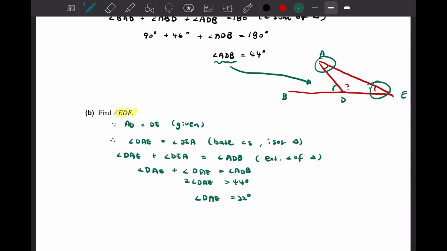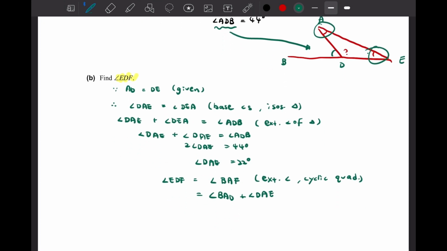Then we have this and this, right? And therefore we can find EDF, because EDF is equal to BAF, and BAF is actually just BAD adding your DAE, because this is your interior opposite angle. So here you go, and then it is your 90 degree adding 22 equals 112.